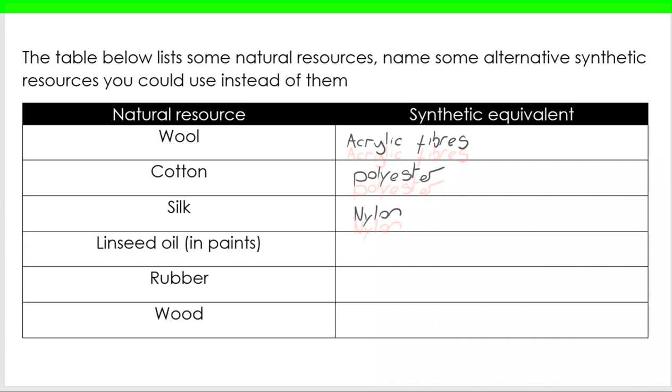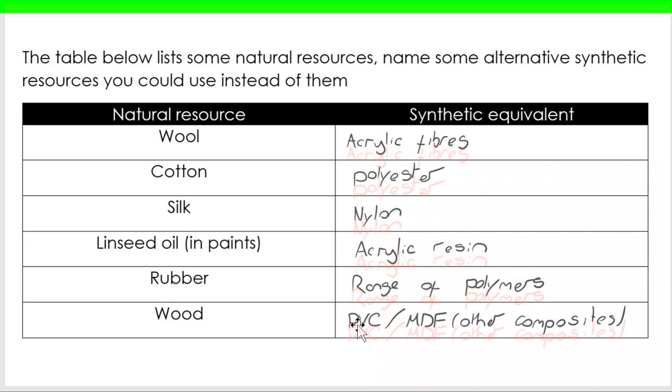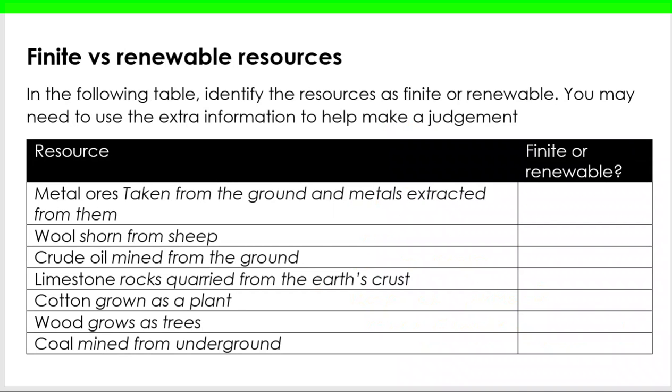You're seeing a theme here. Linseed oil, which is used in paints, we can replace with acrylic resin, which is a polymer. It's a plastic. Rubber can be replaced with a range of different polymers. And finally, wood we might replace with PVC, which is a polymer, a plastic, or we might use a composite, which is MDF, where you actually combine fragments of wood with other things to get to a material that will be useful.